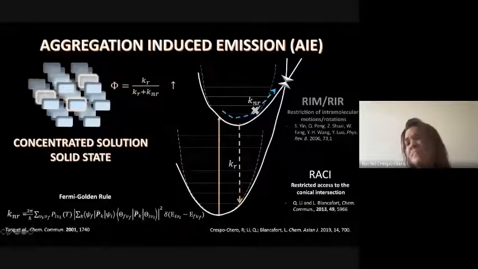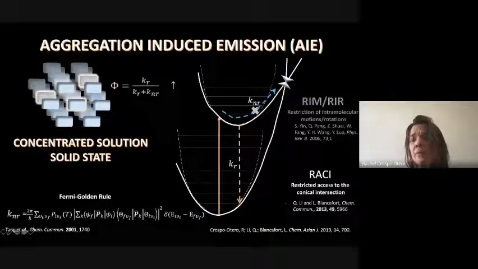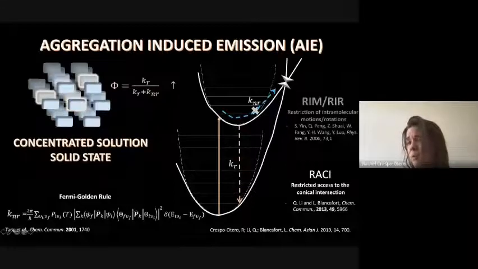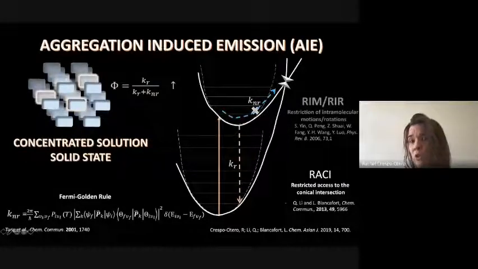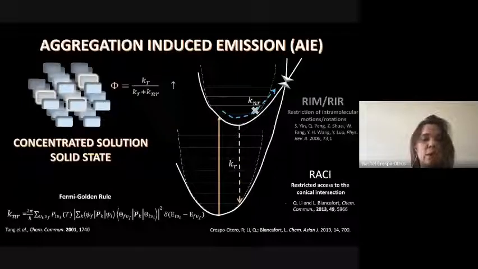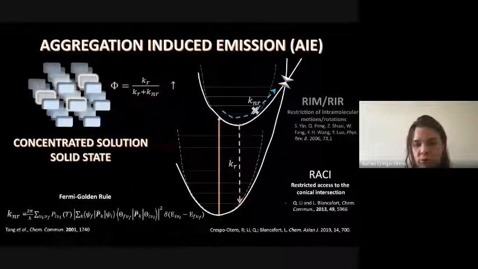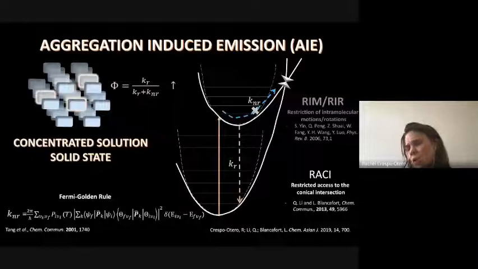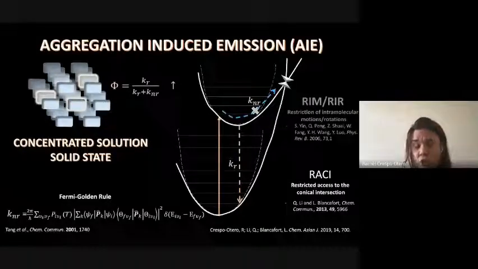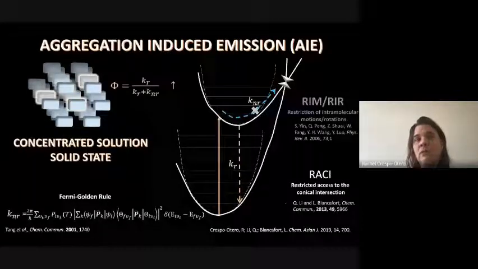And the other model, which is the model that has mainly been used in the literature, is the one proposed by Tang and Shuai, called restriction of intramolecular motions. Essentially, what it says is that when you go to the solid state, you restrict the overlap between the nuclear wave functions. So either because of one thing or the other, for this kind of systems you will be able to increase the quantum yield in the solid state. Our main interest has been on looking at different crystals that show aggregation-induced emission, trying to understand what makes these systems different from those that show quenching.